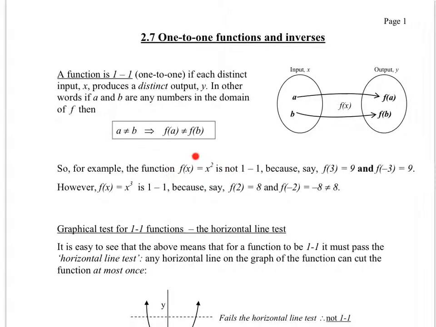So if you look at this function, f of x equals x squared, it's an example of a function that is not one-to-one, because if you take f of 3, that's equal to 9, and if you take f of negative 3, that's also equal to 9. So you end up with the same y value for different x values, so it's not one-to-one. However, if you have f of x equals x cubed, it is a one-to-one function because there's only one x value that's going to give you a y value of 8, and there's only one x value that's going to give you a y value of negative 8, that's negative 2.